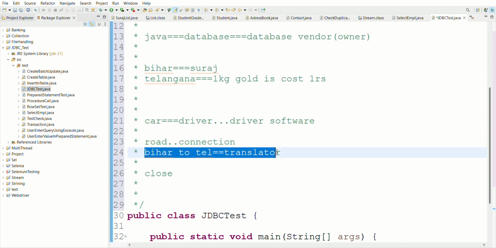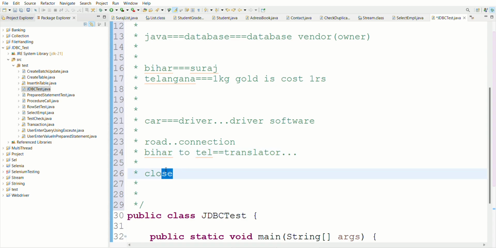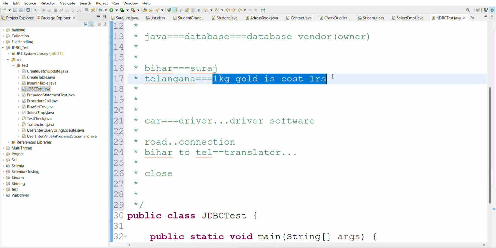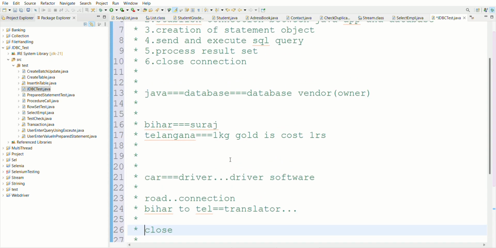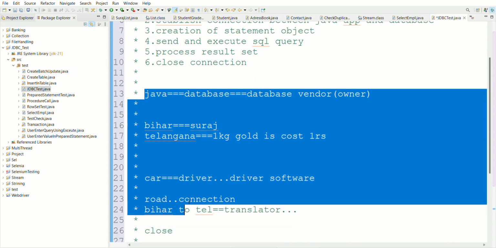So after when I reach there, we need a translator to translate all of these things. We have different types of things like result set or update count. I will discuss this after a while. And after that, when I have purchased 10 kg of gold, I will reach back to my home. This is the closing statement. Got it? This is how I will work on all of these things.